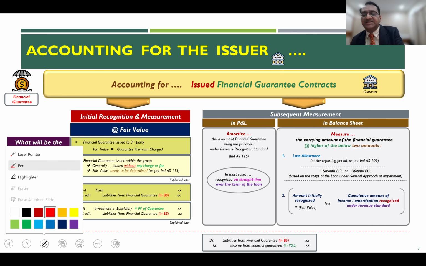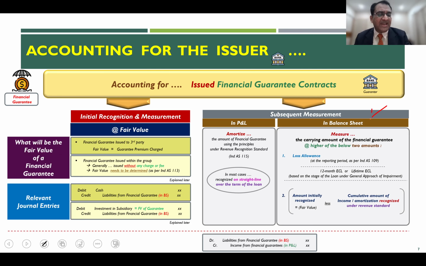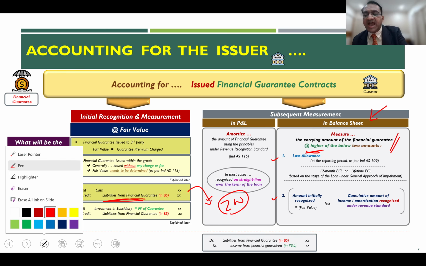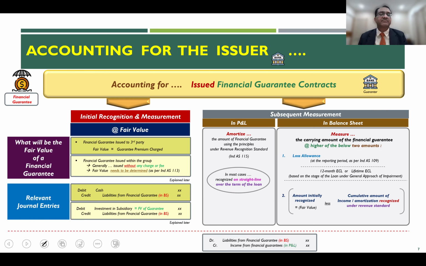And the standard tells you that in the balance sheet, apart from the fact that in P&L the guarantor will record 200 rupees by way of amortization or unwinding of this particular amount, they will also need to remeasure what should be the carrying amount of this financial guarantee liability on the books. And for that, it is given in the standard that this carrying amount will be the higher of these two numbers. What is the higher of these two numbers? Let's continue the example.